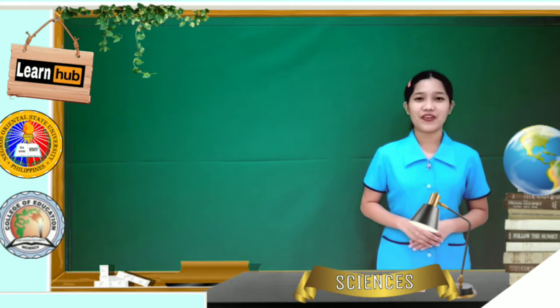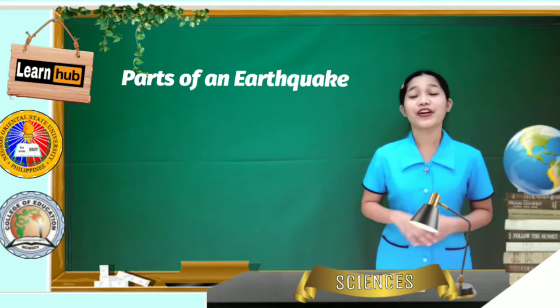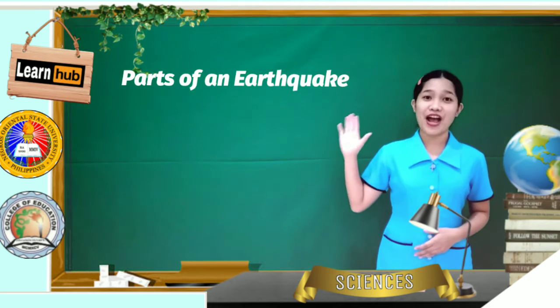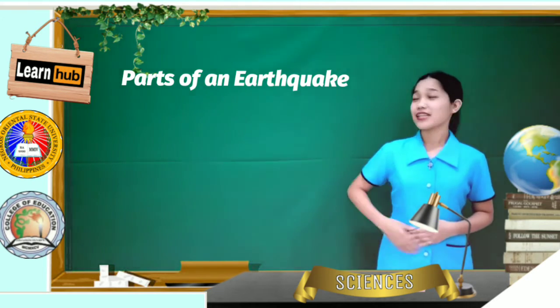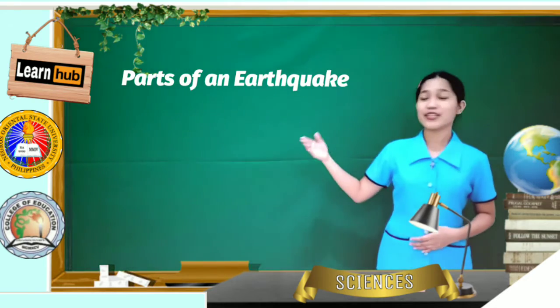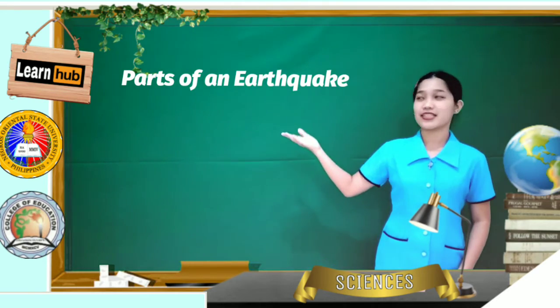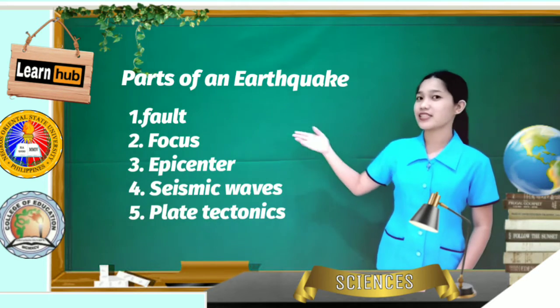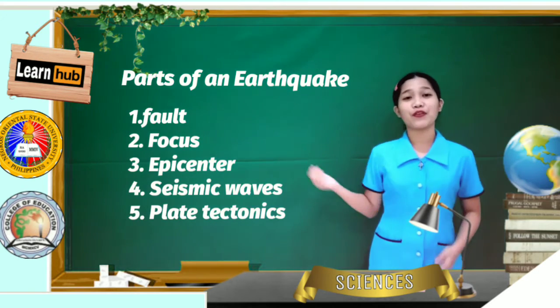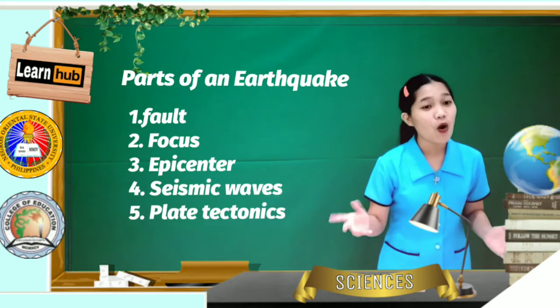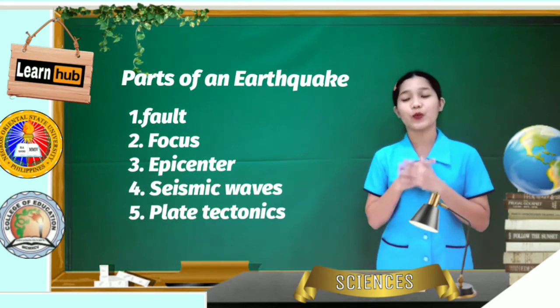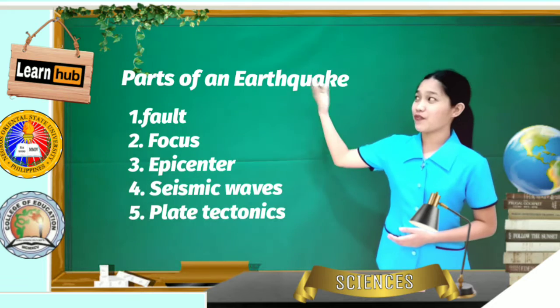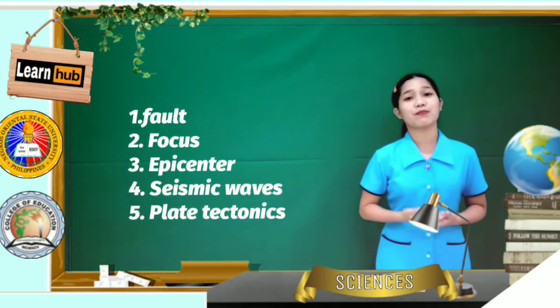The parts of an earthquake. Class, earthquake has its 5 parts. First is the fault, second is the focus, third is the epicenter, fourth is the seismic waves, and the last one is the plate tectonics. So for you to be able to understand more about what really earthquake is, I'm going to define each of them, and please bear with me as we go through our discussion.